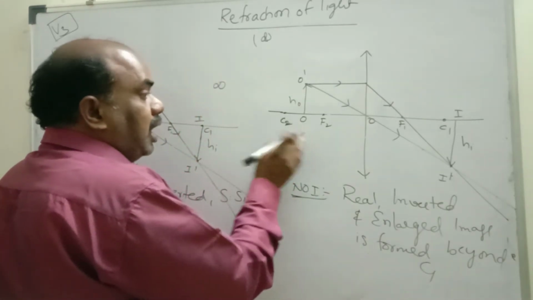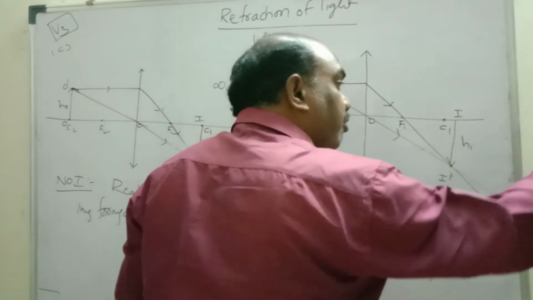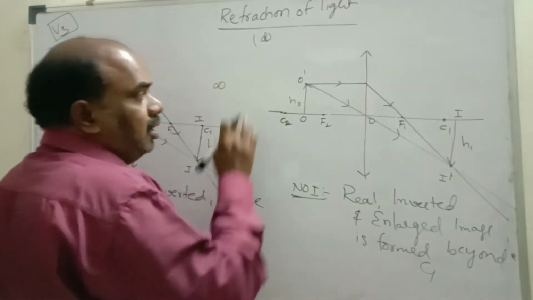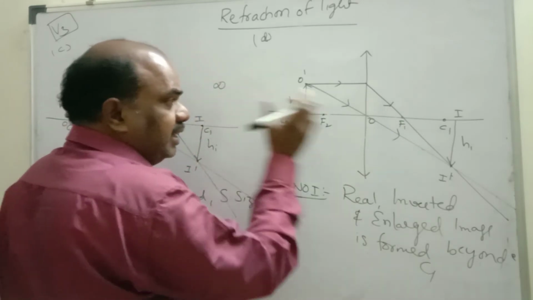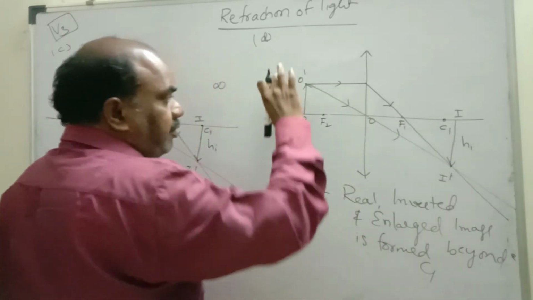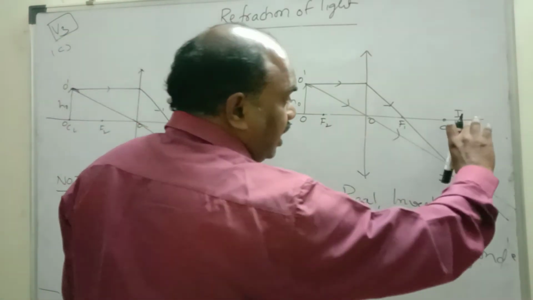Observe, children, if the object is coming close to the lens, the image is going far and the image size is increasing. If the object is at infinity, we get the image at the focus. If it is beyond C2, we get it in between F and C1. If it is placed at C2, we get it at C1. If it is in between F1 and C2, we get it beyond C1.